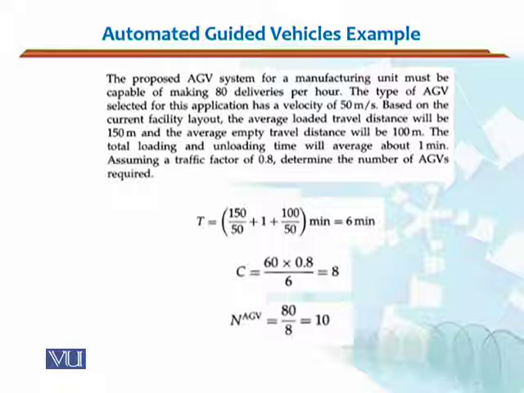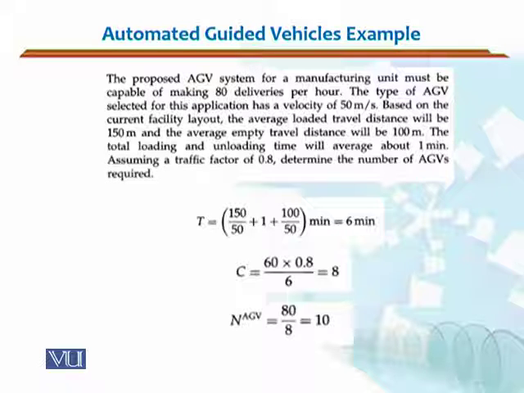And the average empty travel distance will be 100 meters. This is of course the estimated empty travel distance. The total loading and unloading time will average about 1 minute. So the average time to load or unload the AGV is 1 minute. Assuming a traffic factor of 0.8, you should remember the traffic factor which we denoted by F. That actually represents the inefficiencies. It also represented the traffic congestion. It also represented the routing or scheduling problems as well.